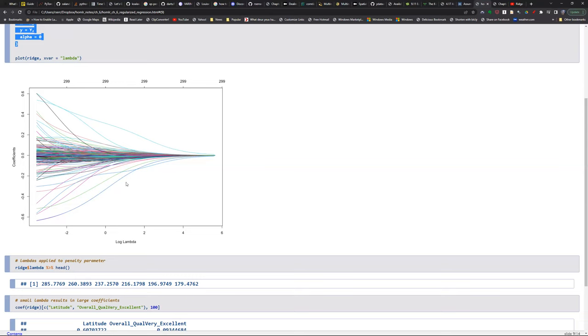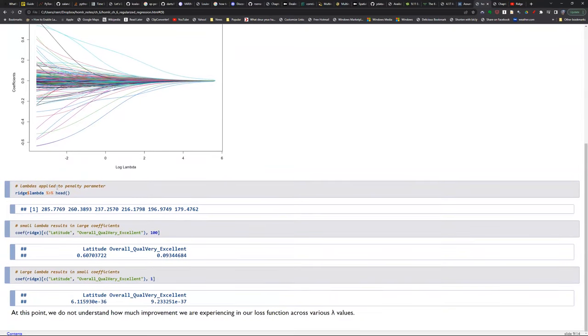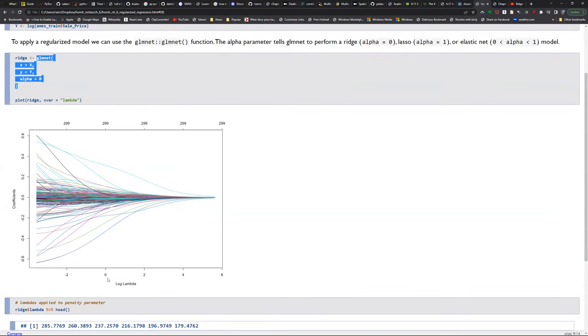Okay, interpreting this plot, what we're trying to do is get the larger coefficients lower, in other words, in magnitude, so they don't make the formula unstable, or the result unstable, and overfitting. So the lambda that is applied to the penalty parameter, we have here, is going to be a sequence of lambdas that the model is going to be applying, right?